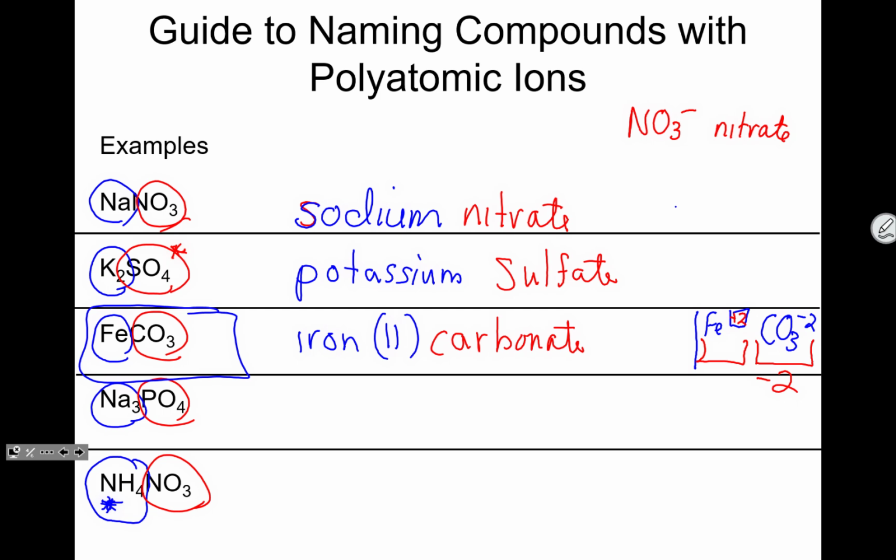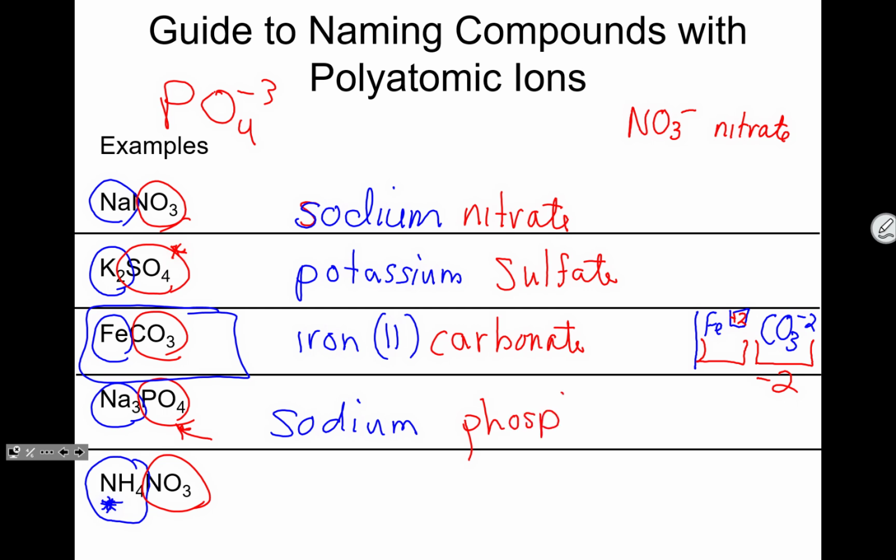And the next one, we recognize sodium, a 1A metal. So this is just sodium. And then here, that's phosphate. If you look on your list, you would just see that with the name phosphate. So that's sodium phosphate.